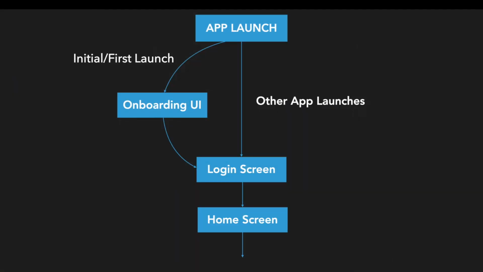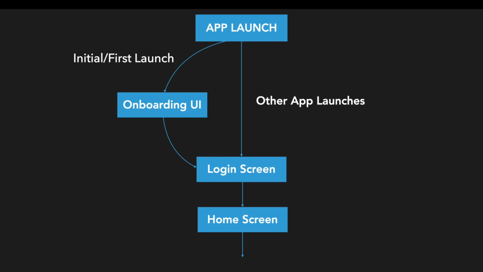So here's the visual representation of the user flow for the app. First we have the app launch. If it is the initial launch or the first launch, then we will be seeing this onboarding UI. Otherwise, if we have any other launches, then we will be directly presented with the login screen or the home screen based upon the authentication. If the user is authenticated, then they will be presented with the home screen. So that is a different part for the authentication purpose. Right now we are not doing authentication. Right now we are focusing on the onboarding.